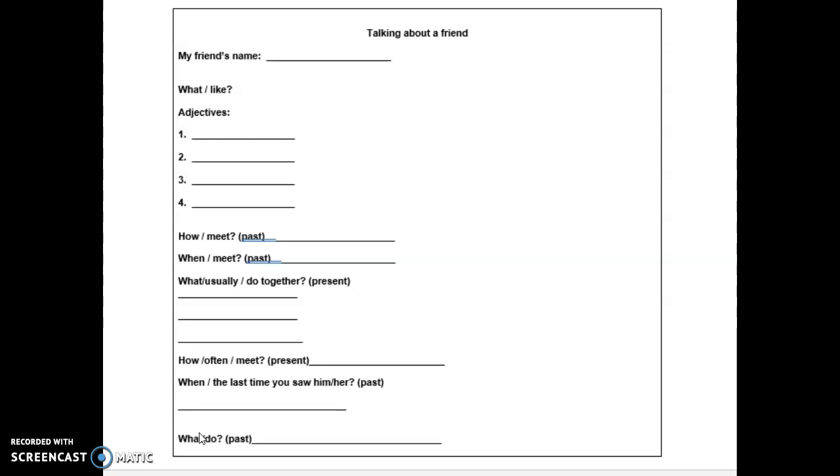You just monitor. When they've finished, you can nominate students to tell the class about the person they spoke to and that person's friend. Now thank the students and close the lesson.